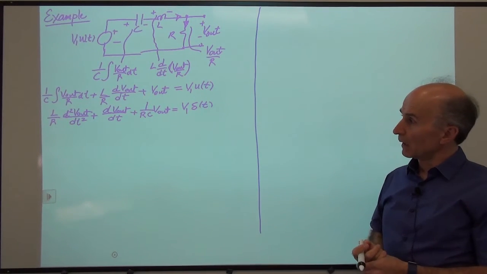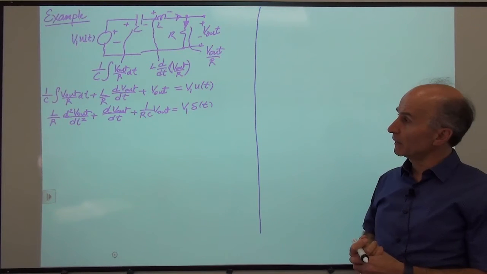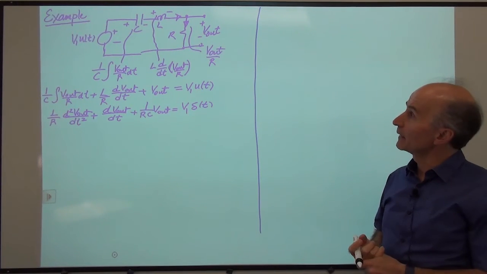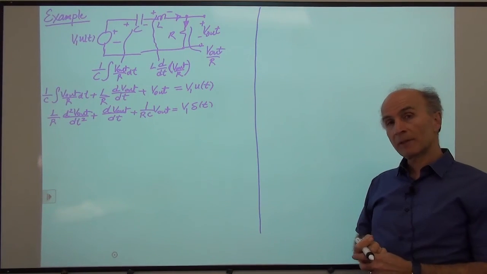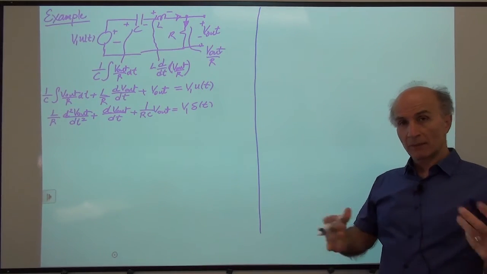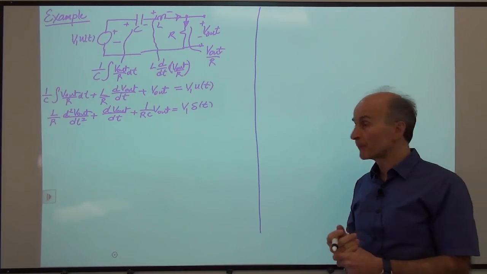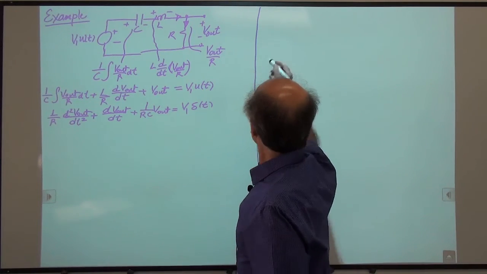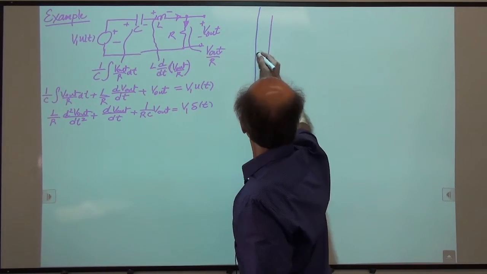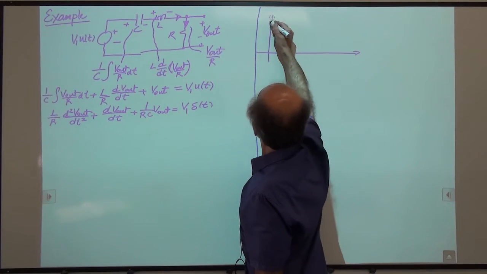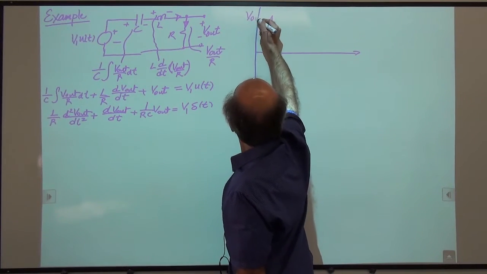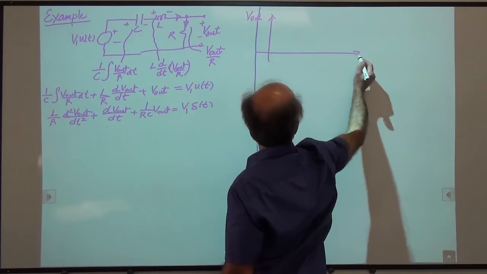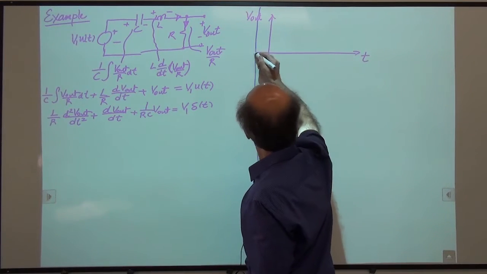Okay, all right, so we have this. Now, before we jump into more details, let's try to sketch V out as a function of time, just to get a feel for what it looks like. All right, so let's do that. I'm going to try to maybe draw it over here. So V out as a function of time.